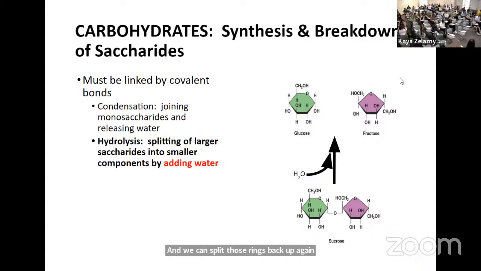So you can imagine this happening as you're stirring sugar into a glass of water, right? And it starts to dissolve. That's how I like to think of it.